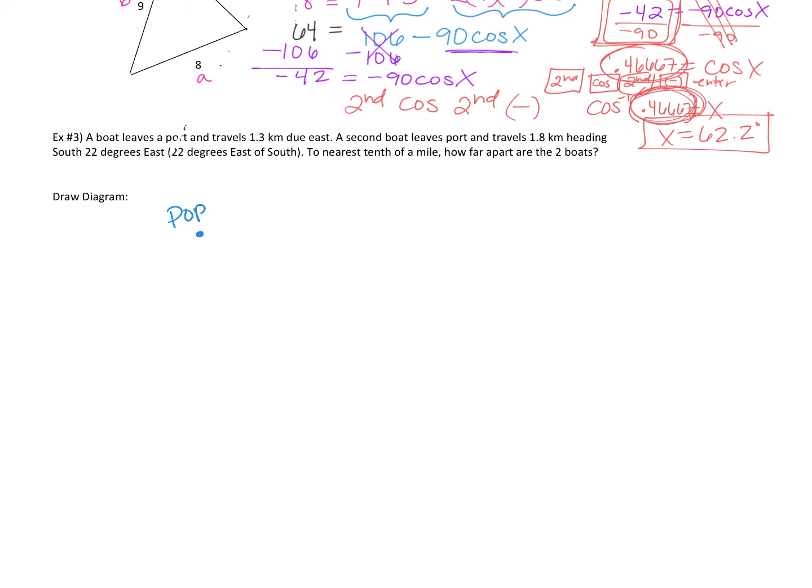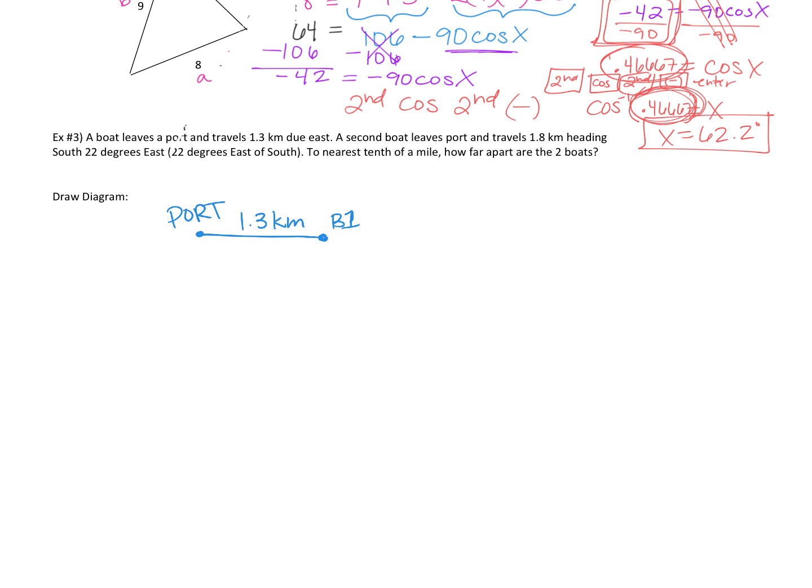Here's the port. What is due east? Straight east, right? Due east is straight east. You're not going north, you're not going south, you're just going straight east. So from the port, 1.3 kilometers due east is boat number 1, we'll say.